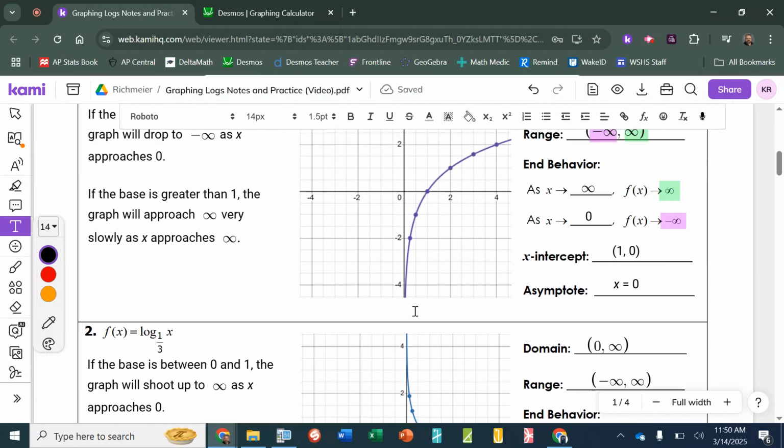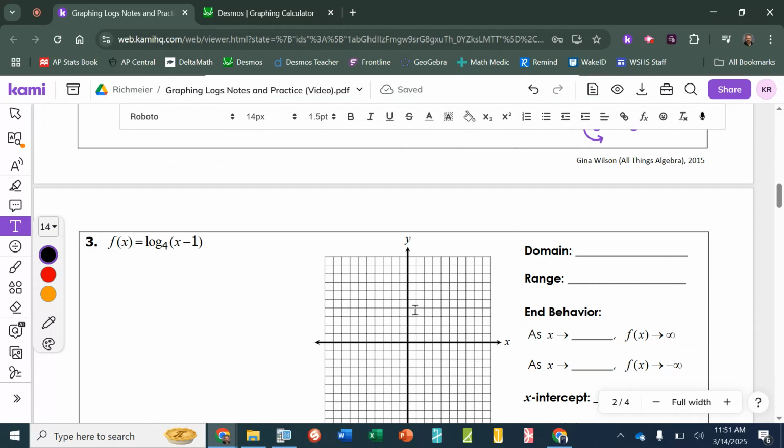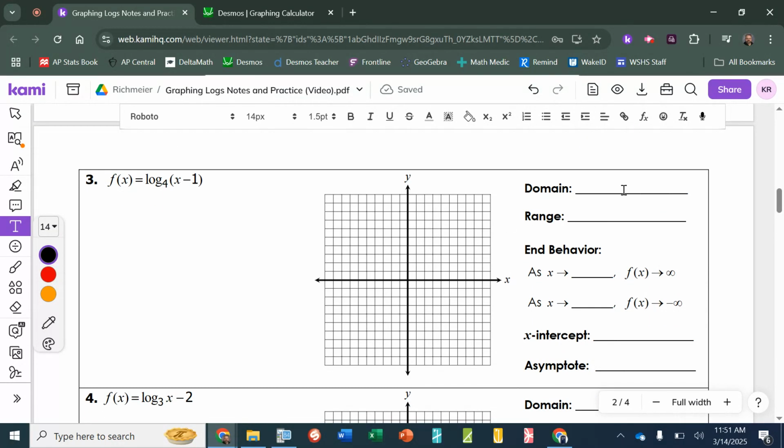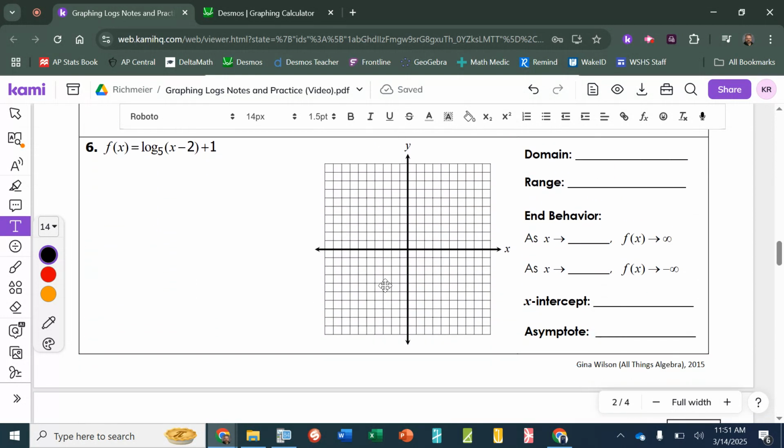All right. So with that, you should be able to continue working with these, graph it in Desmos, determine the domain and range, end behavior, all that stuff, x-intercept, asymptote. And I will be posting the answers to this in Canvas.